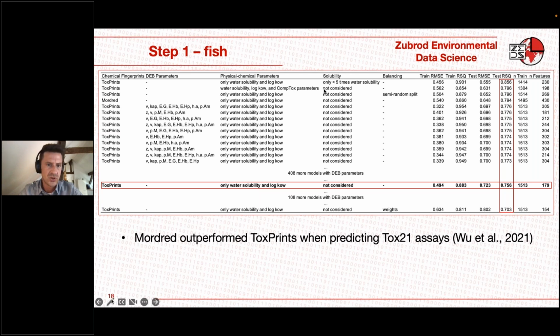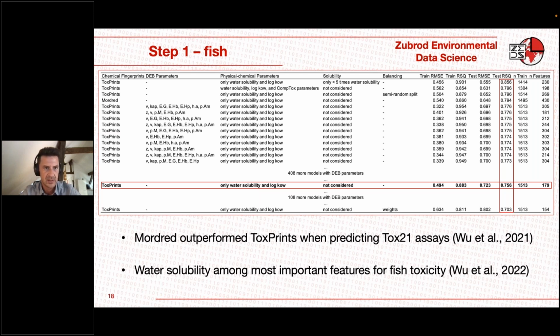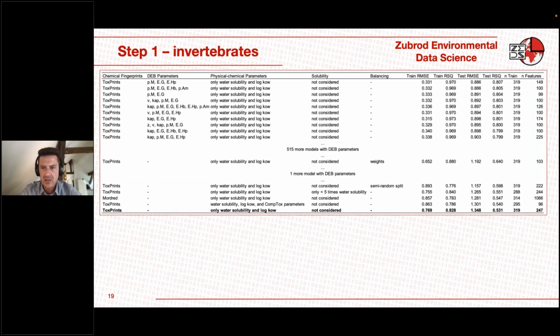The semi-random splitting approach, the additional physical-chemical parameters, but the best performing model actually was the one where we restricted our data to plausible combinations of the effect values and water solubility. And this makes sense because water solubility is such an important predictor for effects, and was also already shown to be very important for fish toxicity before, so it makes sense that we need to have some plausible relationship between these two variables. Let's go over to the results for invertebrates during the first modeling step.